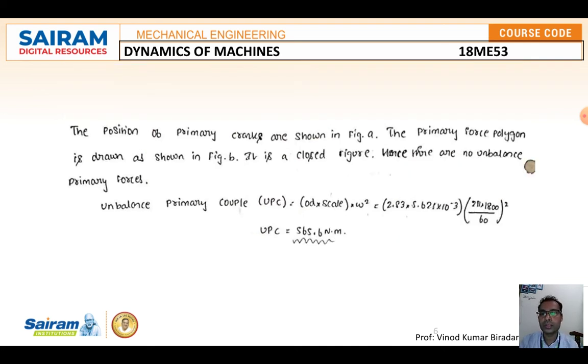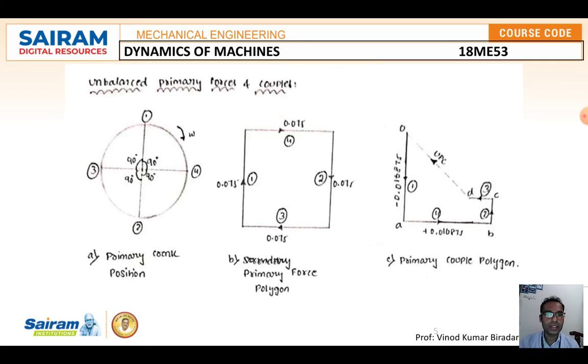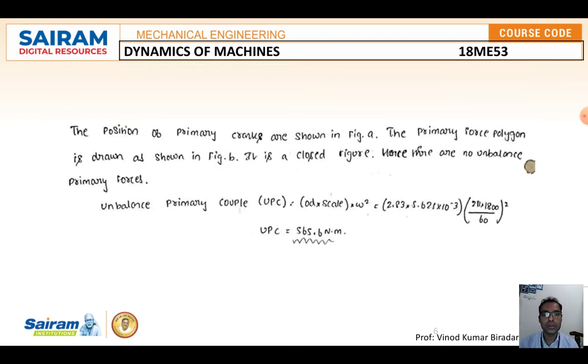Here I wrote: the positions of the primary cranks are shown in figure A, and the primary force polygon is drawn as shown in figure B. It is a closed figure, so there is no unbalanced primary force. Therefore an unbalanced primary couple is induced, shown in figure C. That is denoted by UPC, the unbalanced primary couple, and can be calculated from OD, the length of OD. You take the scale and measure the OD distance. So OD into scale into omega square. This is a new formula, whereas in balancing of reciprocating masses we did not use this omega square. Omega is 2 pi N by 60. Just substitute that, and you are going to get the unbalanced primary couple as 565.6 newton meter.